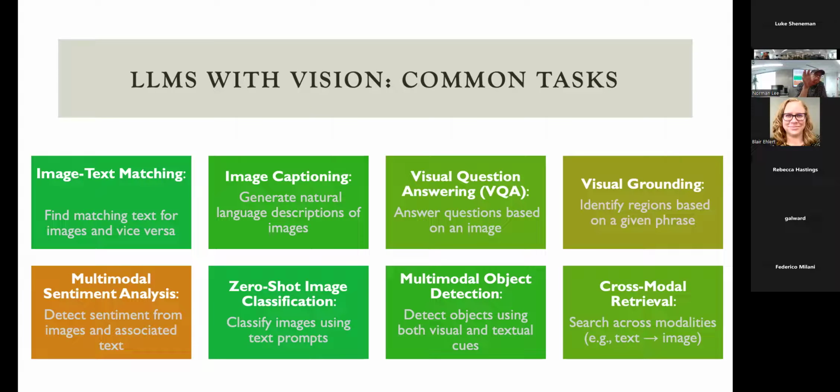If you can create a multimodal model where you have an understanding of both images and text, a mutual understanding, then you can do all sorts of cool things. You can do image to text matching. So given a prompt, find the image that matches that, or given an image, find a reasonable prompt that matches that. You can do image captioning. So given an image, describe it in natural language. Give me a full description of what's in that image.